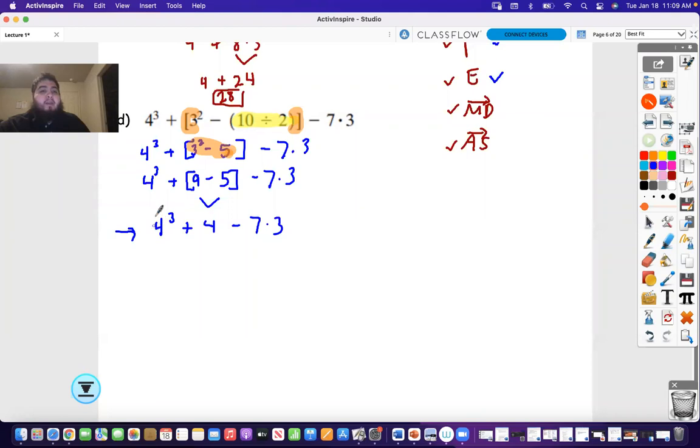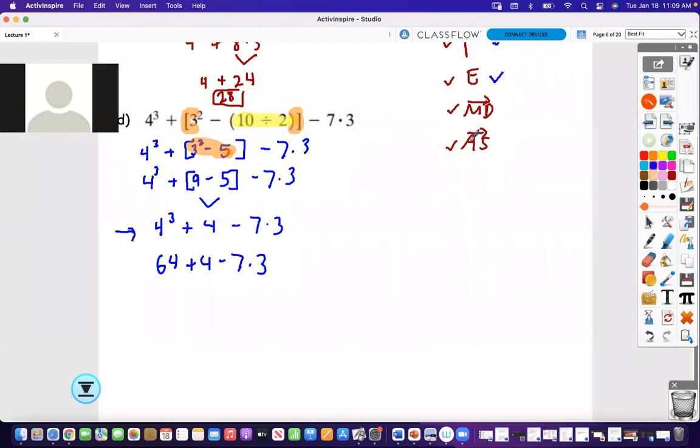Now, how do we evaluate 4 cubed? That's what times what times what? 4 times 4 times 4. Good. And what's 4 times 4 times 4? Anyone help me out? 64. And then we bring everything else down. Do we see any more exponents, class? No. So now what's step number 3 for PEMDAS?